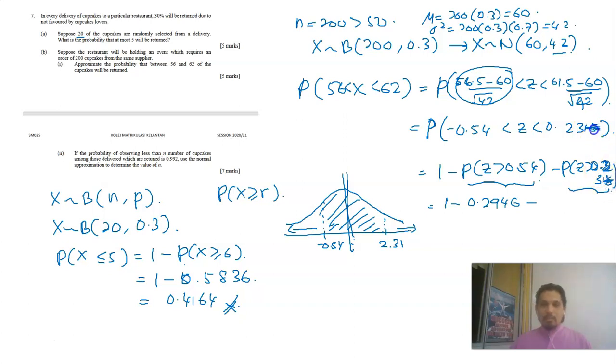and for 2.31, that is 2.3 and 0.01, you find this value in your book, 0.0104. So this is going to give you 1 minus 0.2946 minus 0.0104, which is 0.6950. There you go.